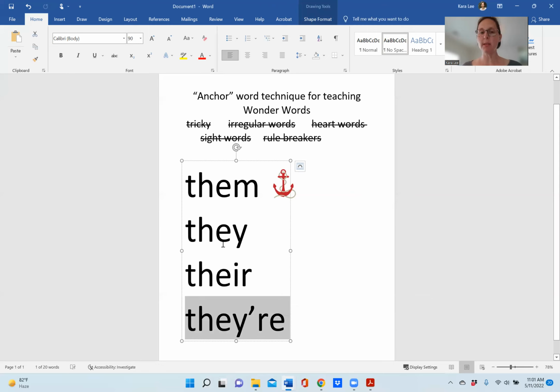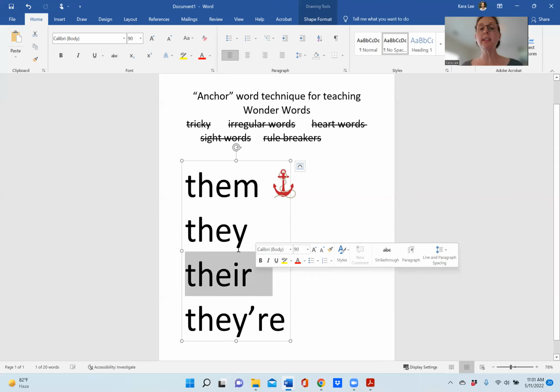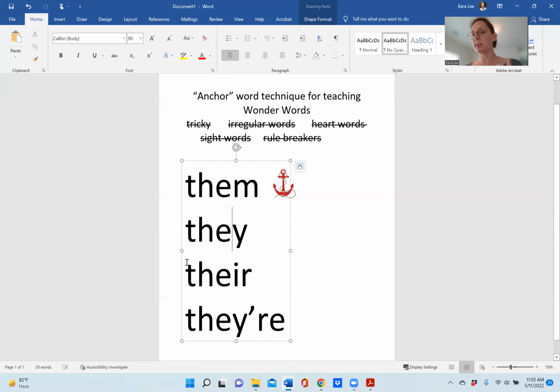Just study them, they, and their. Or you could just study them and they and not study their and they're. Okay, completely up to you. That's the great thing about these. You can always come back later and say, oh, you know what? We have a new word to add to our them and they family.